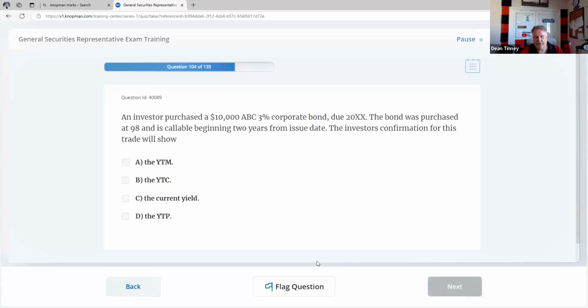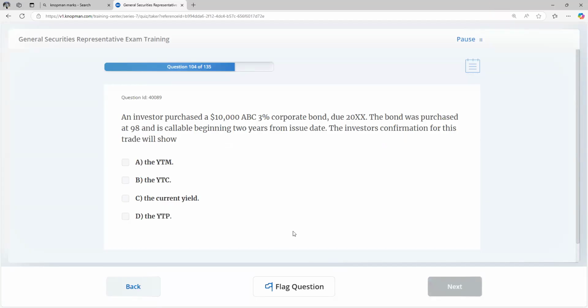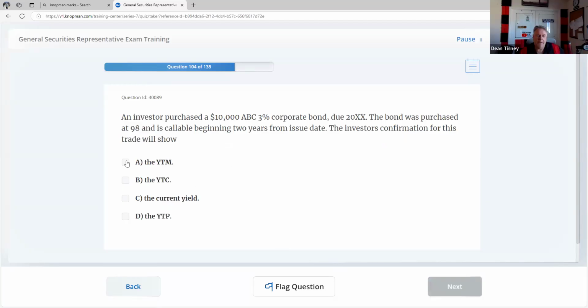An investor purchases 10,000 ABC 3% corporate bonds. The bond was purchased at 98 and is callable beginning 2 years from the issue date. The customer's confirmation will show. So it's at 98, so yield to maturity. Right on, yield to worst.